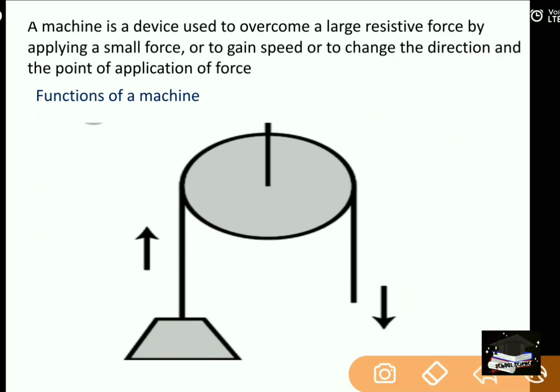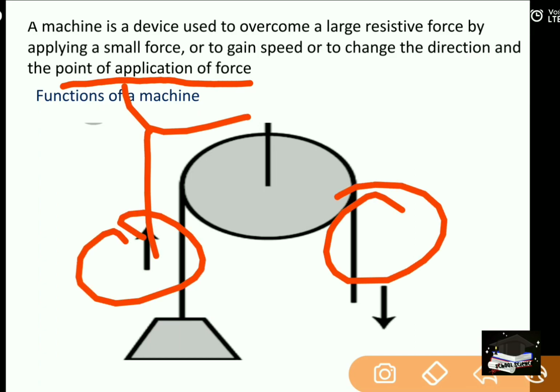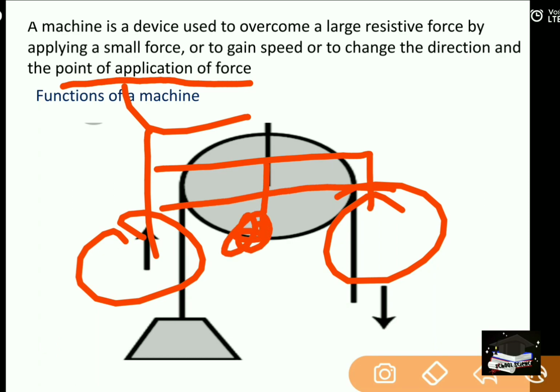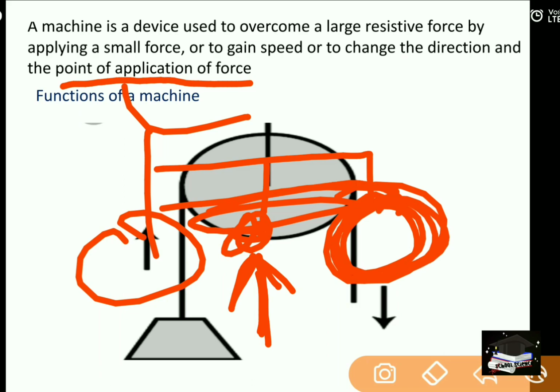And the last function is to change the point of application of force. To change the point of application of force means we apply force in one place, but that force will be applicable in another place. For example, let us consider a bicycle. Suppose this is a bicycle and there is a pedal out here, and the tire moves with the help of a chain. We apply the force at this point, but the force will be applied to this rear tire with the help of a chain. So we can change the point of application of force.